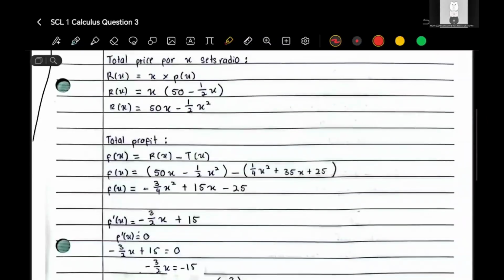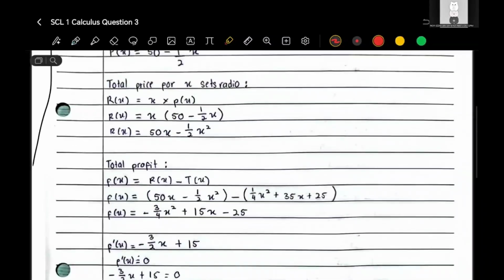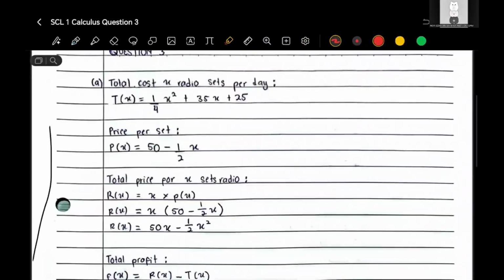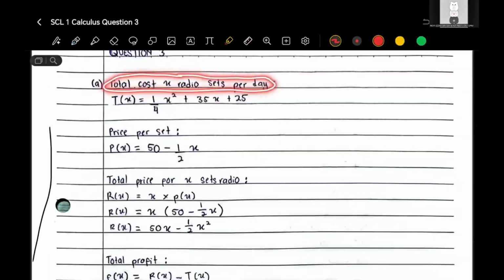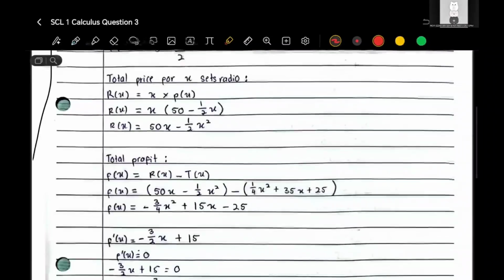And then we search for the total profit, which I denote as f(x) equal to R(x) subtract T(x), where R(x) is the total revenue for x radio sets, and you subtract the total cost for x radio sets per day. Then we get the total profit, which is negative 3/4 x squared plus 15x minus 25.